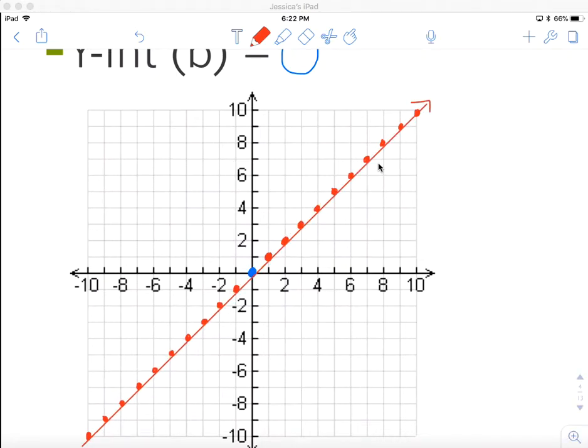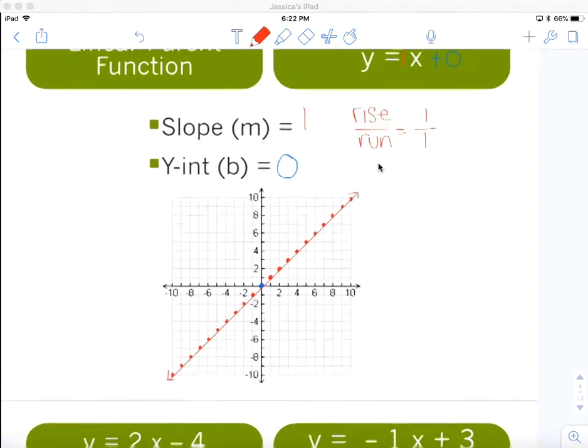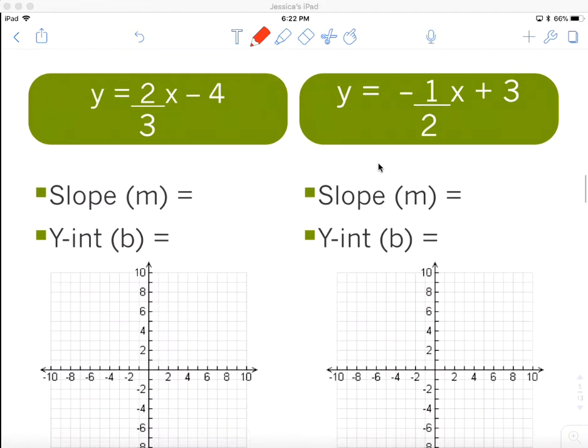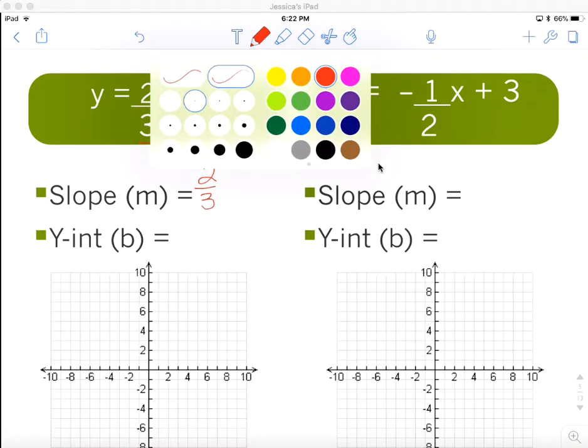So this right here is the graph for our linear parent function y equals x. Moving on to our next example, we have y equals 2/3 x minus 4. For this one, the number in front of x is 2/3, that's my slope. My y-intercept is -4.